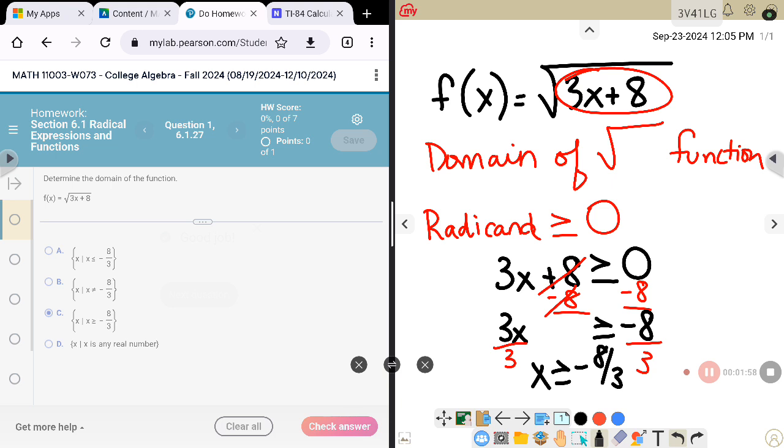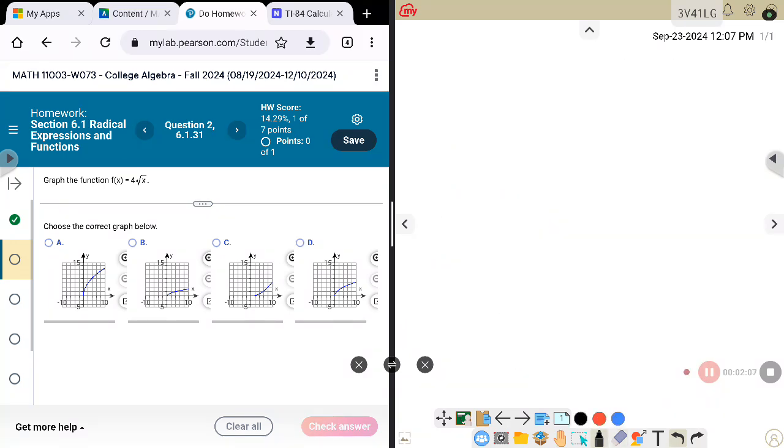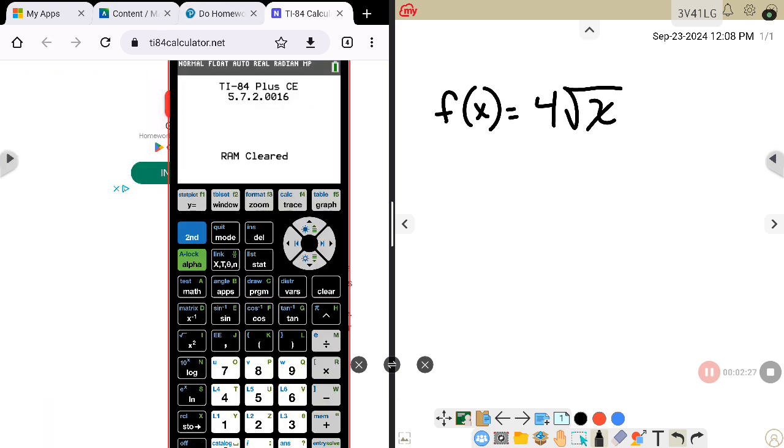Okay, now let's look at what these look like on the graph. So what I'm going to do on these are all going to be multiple choice to where you are looking at a square root graph. So in this case, I have f of x equals 4 square roots of x. So I'm just going to put this in my y equals. So I have 4, and then second square root x. So let's look at what this looks like. That's what your square root graph is going to look like.